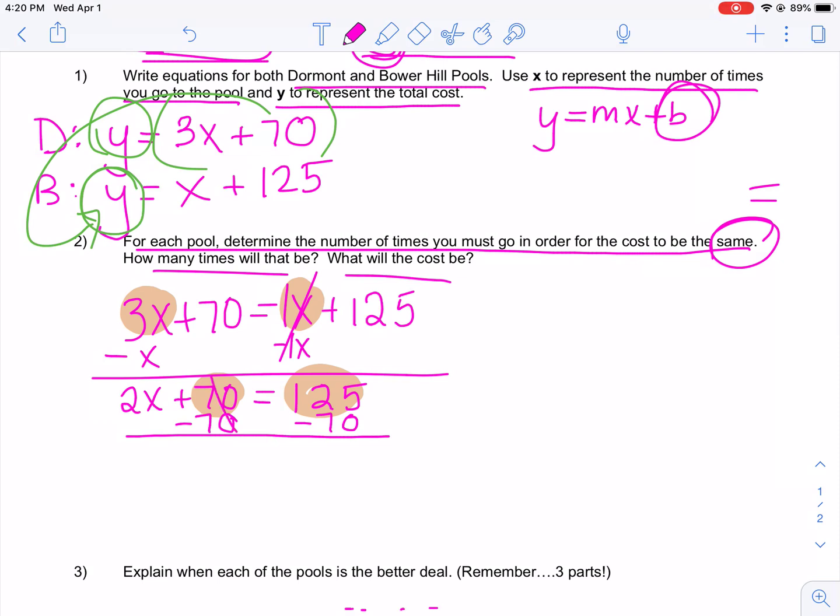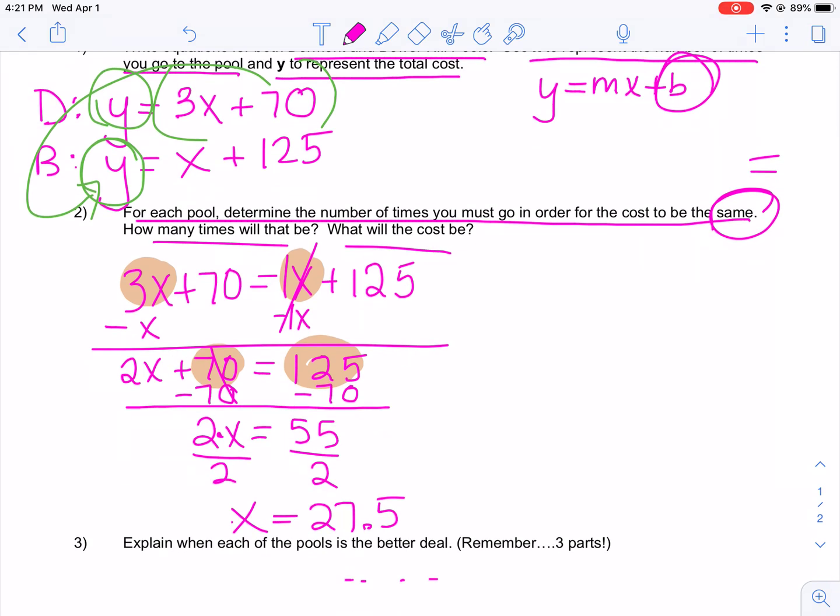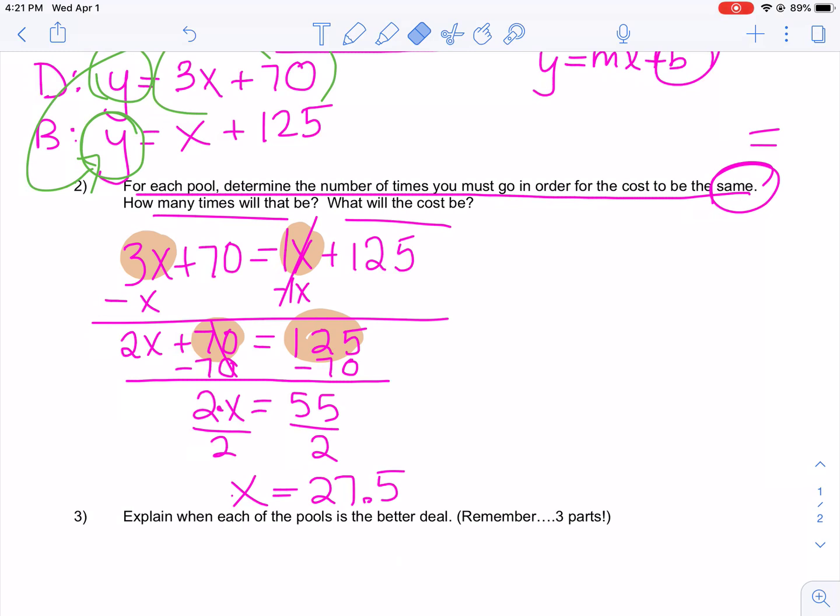All right, so now I have 2x equals 55. And finally, I want to get x by itself. Remember, 2 times x, well, the way you undo that multiplication is you divide. So x equals 27.5. All right, I know you're probably saying you can't go to the pool half times, right? 27.5 times. Well, that'll be part of our explanation, but algebraically, that is exactly when the costs will be the same.